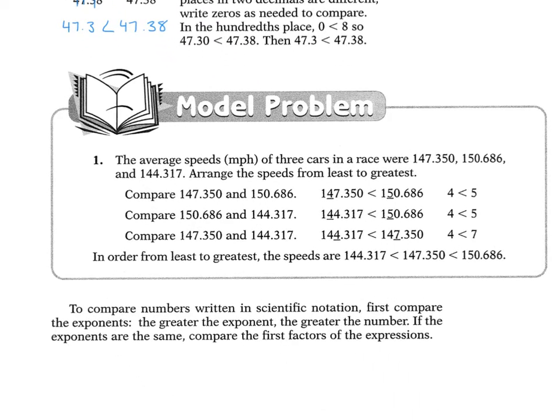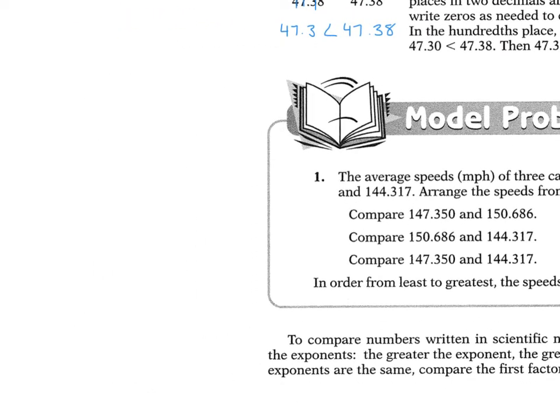In our first problem here, the average speed in miles per hour of 3 cars in a race were 147 and 35 thousandths, 150 and 686 thousandths, and 144 and 317 thousandths. So we can compare these by writing them on top of each other. So we have 147.350, 150.686, and then 144.317.